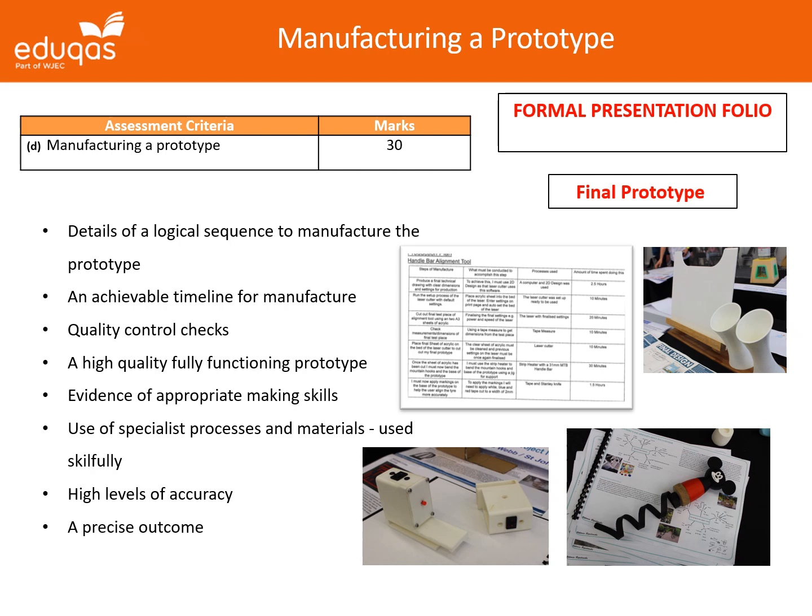It is up to you how you present the sequence for manufacture. You could use a flowchart or table. More importantly, include all essential details. The sequence could be placed in the formal portfolio.